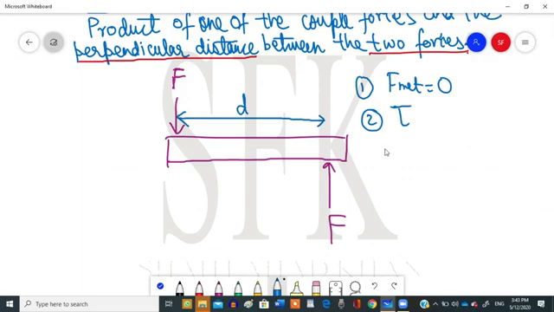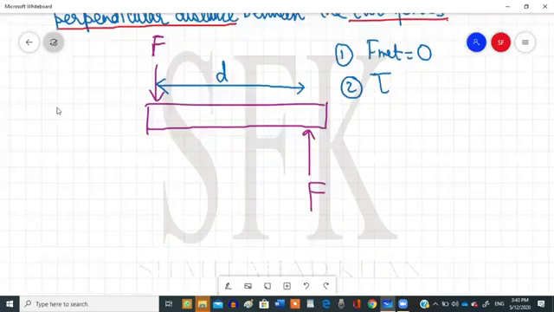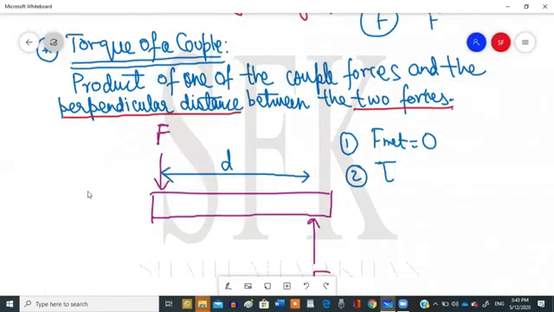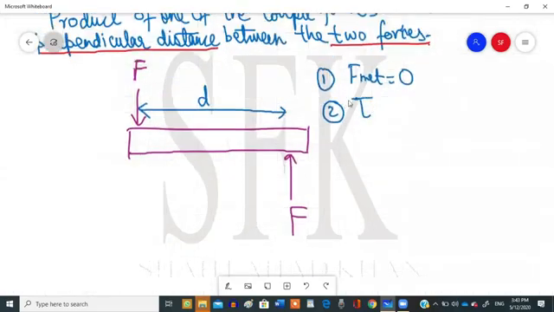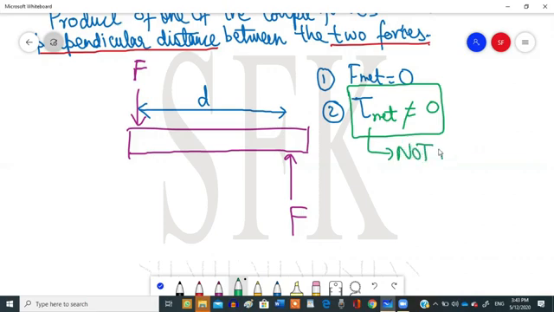Do they have a torque or not? We defined the torque of a couple over here. Yes, they definitely have a torque. The torque is not 0. Net torque is not 0. So if the net torque is not 0, then again it's not in equilibrium.